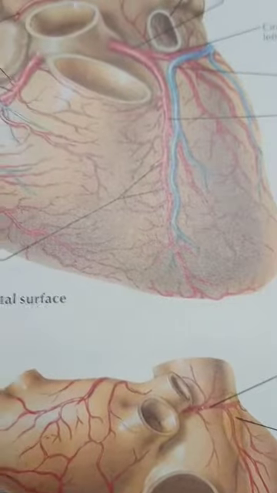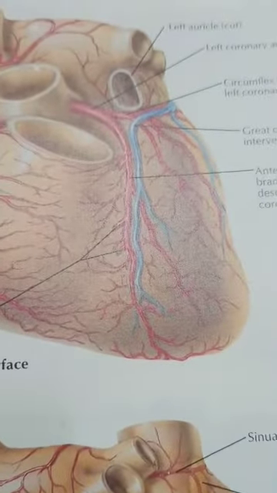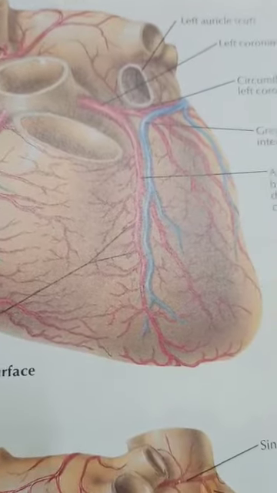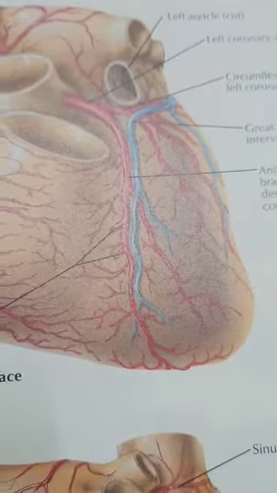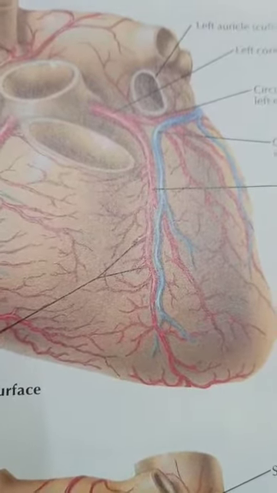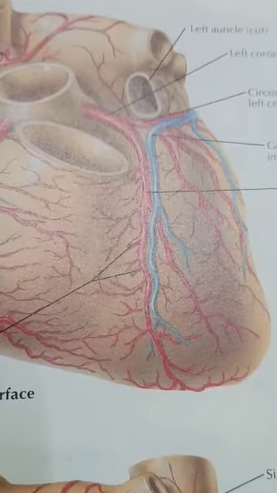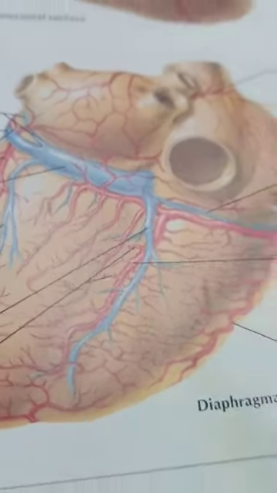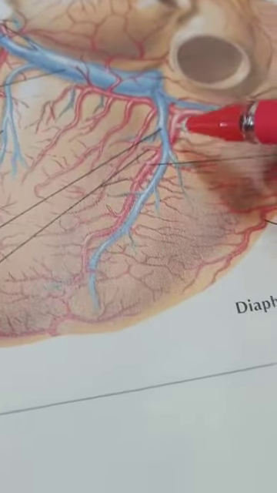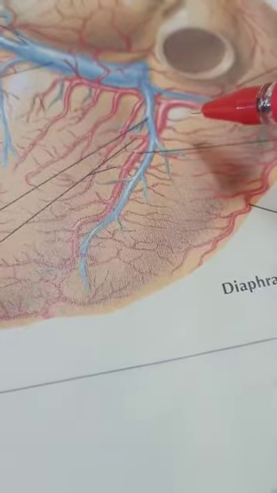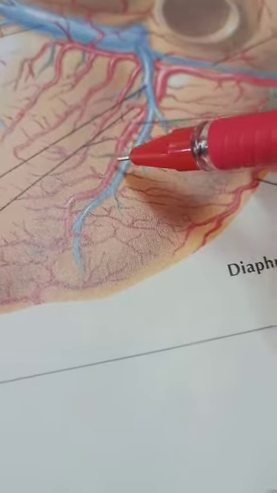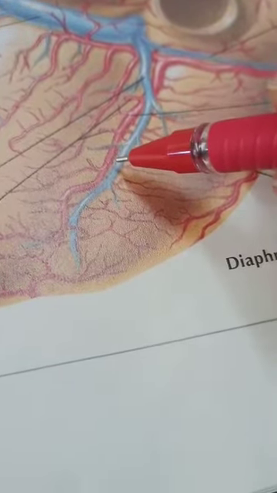Then cardiac dominance. Cardiac dominance depends upon which artery gives rise to the posterior interventricular branch. Normally, in about 90% of people, the posterior interventricular branch arises from the right coronary artery. So it is a branch of the right coronary artery, and we call it right dominance.